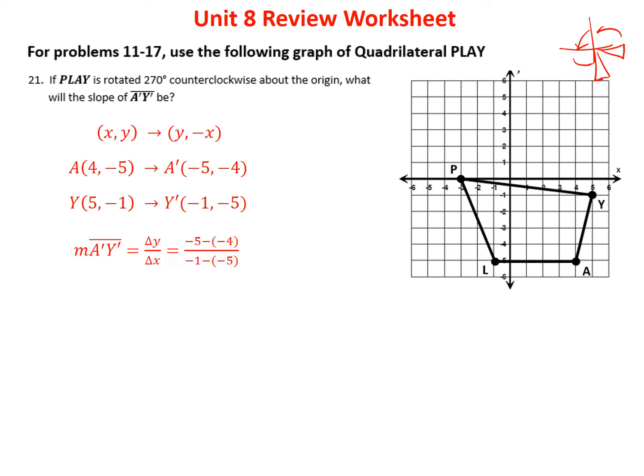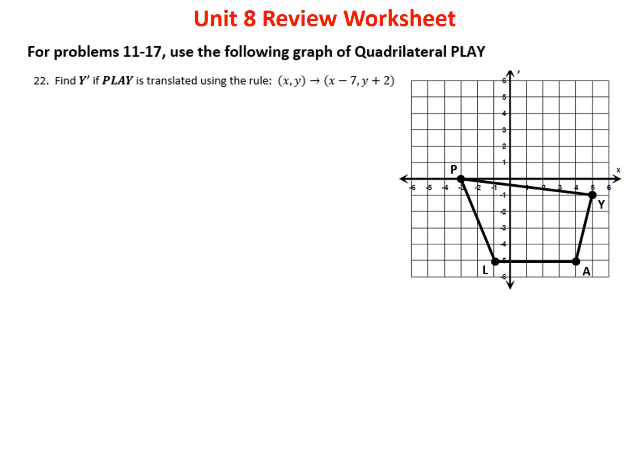Now we just use our slope formula, okay? The change in y, minus 5 minus minus 4. Don't forget minus minus 4 is plus. And then the change in x, minus 1 minus minus 5. And so we end up with minus 1 over 4, or the slope is negative 1/4.